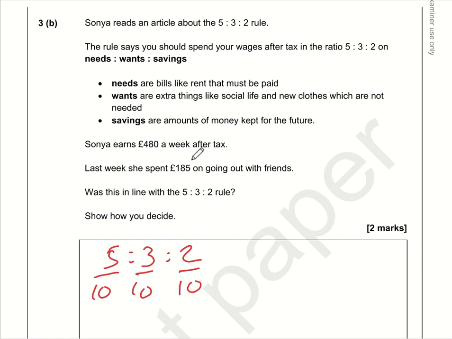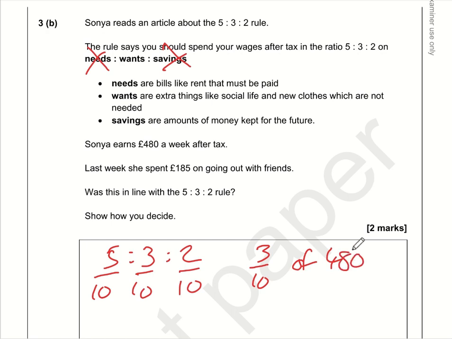Now, £185 going out with friends, well, that is not savings and it is not needs. So is £185 more or less than 3 tenths? Well, first of all, what is 3 tenths of 480?